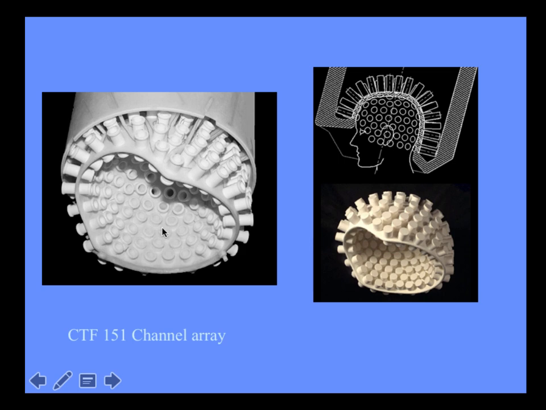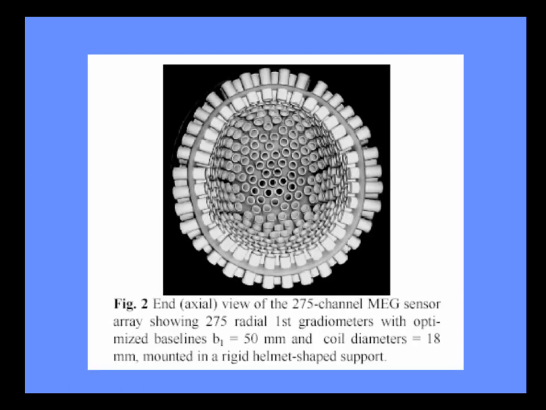This is their 151 channel machine, which was the state of the art at the time when we were interested. We said, well, we're the intramural program. We really want to be on the bleeding edge. So we had them build a 275 channel machine, which looks exactly like this, except the coils are a little bit smaller. They're more densely packed. And so it gives us an additional set of channels and better signal processing that we can do with the additional channels.